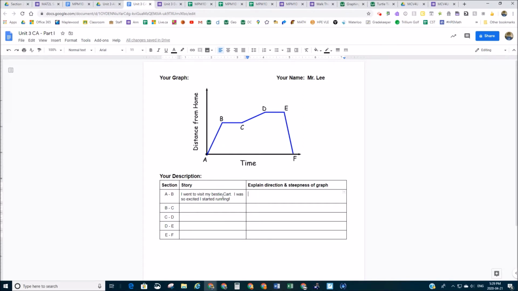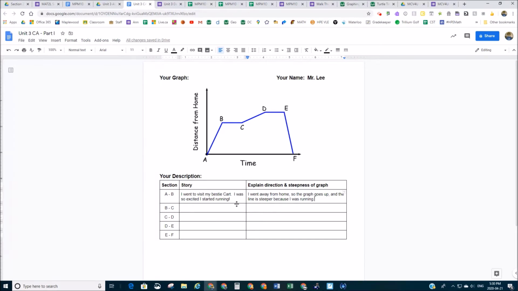Now I have to explain because of this story, how did it influence the graph? So I'm going to say something like, I went away from home, so the graph goes up, and the line is steeper because I was running. So I have described the direction of the graph, so it's gone up, and the steepness because I was running.